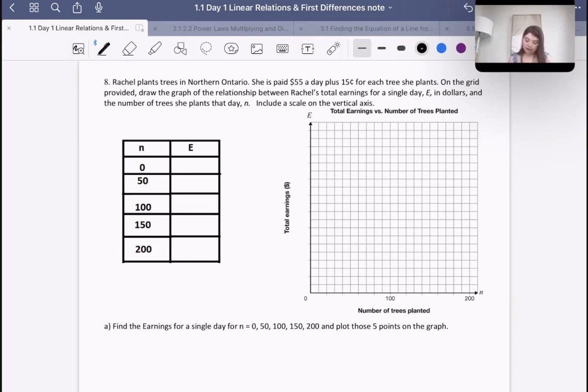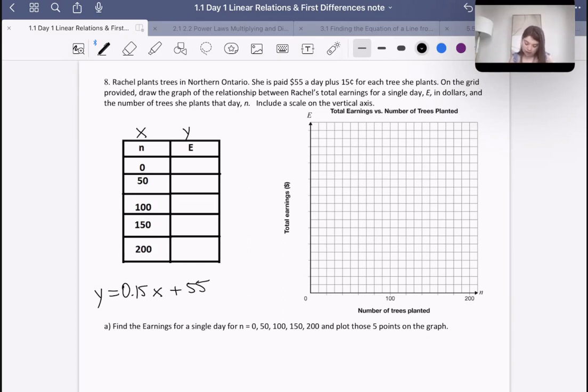First off, we need to know an equation for this. And so it says she's paid $55 per day, right? So that means E is $55 plus 15 cents for each tree she plants. And X represents the number of trees she plants, right? So this is like our X and this is like our Y, right?